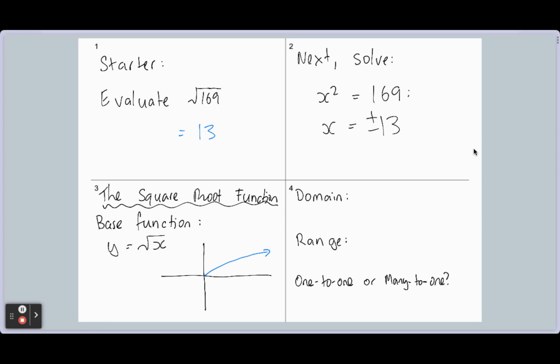Where things get interesting with the square root function, and I use the word interesting advisedly, is that the domain and the range need to be considered carefully. The domain and range of the base square root function is much more restricted than we've had to deal with previously. And if you look at the graph, you should probably be able to work out the domain for yourself.